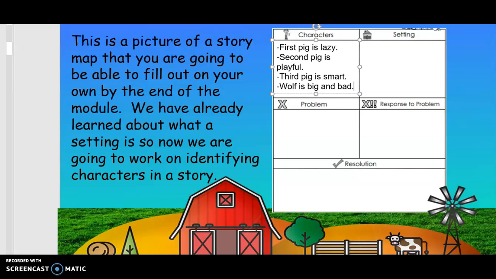Take a look at that list of characters, and I want you to choose one. There's the first pig. He's lazy. The second pig, he's playful. The third pig is smart. And the wolf is big and bad. If you need time to think about it a little more, you can pause the video. But I'm making my choice. I'm going to use pig number 3. He was smart because he listened to his mom.